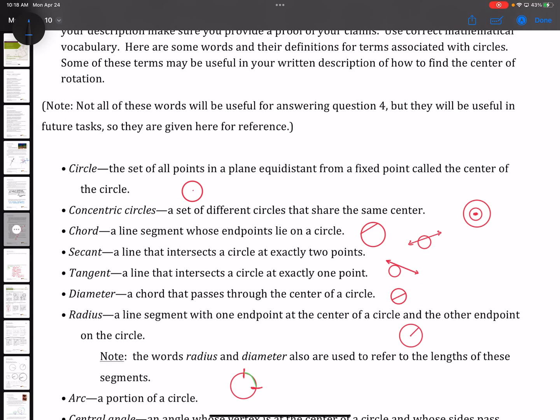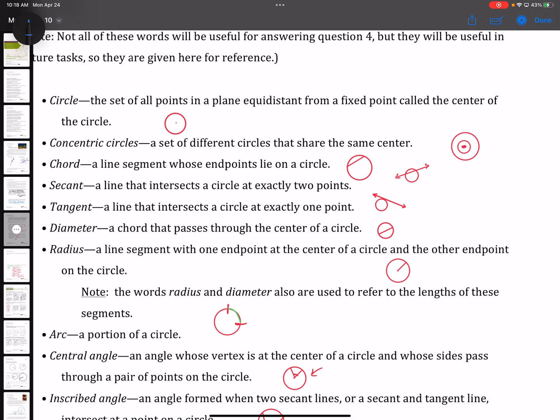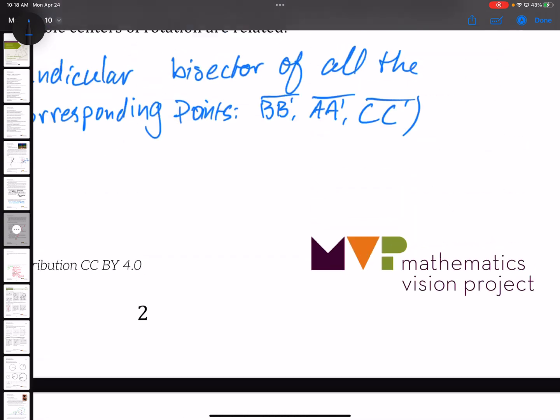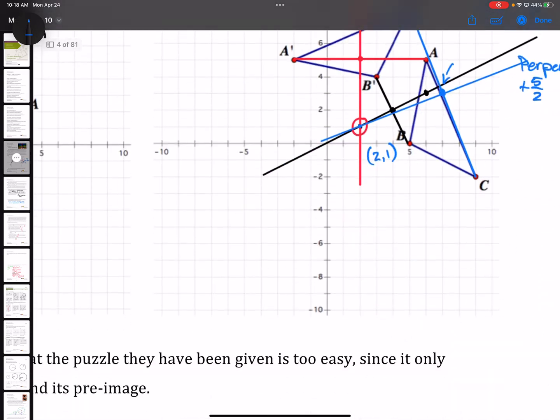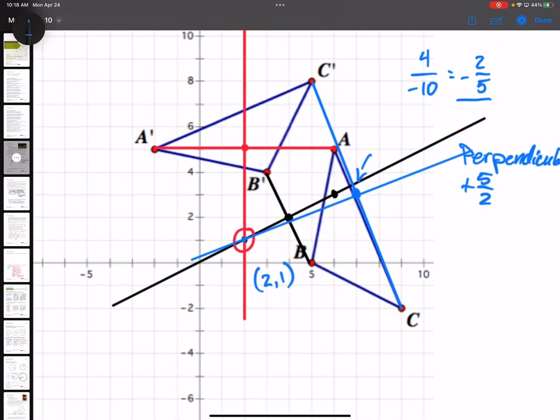A set of different circles that share the same center. Very nice. So those circles aren't exactly concentric, but that's the idea. If we were to draw all of the circles using a compass from these points, we would have a multitude of concentric circles, with the center being at 2, 1.